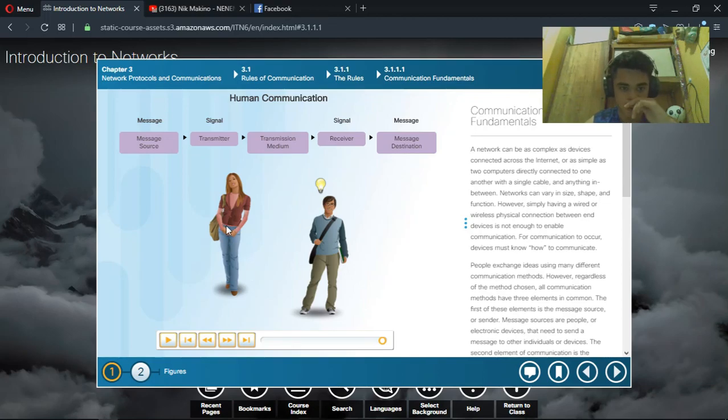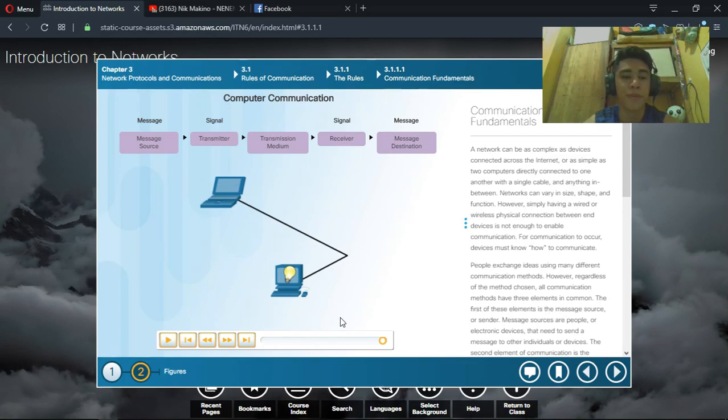In communication, one person will create a message and send the message through a medium to the other person, and that person will receive it and give feedback. And computer communication is like that also.